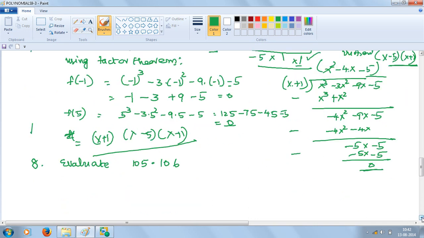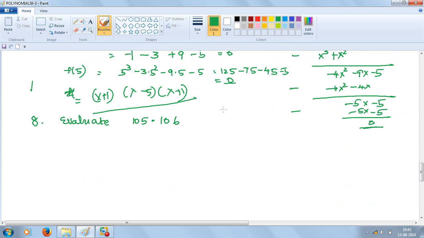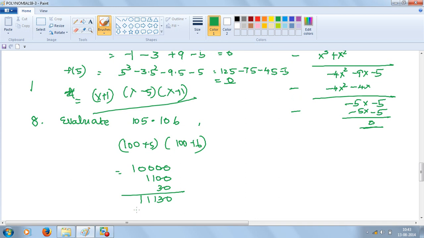A simple evaluation problem is given. Next, we can write the same as 100 plus 5 multiplied by 100 plus 6. So it is just like a plus b into a plus c. First, 100 into 100 is 10,000. Here 5 into 100 and 6 into 100 is 1100. Then 5 multiplied by 6 is 30. So we write as 11,130. This we can also put as 500 plus 600.